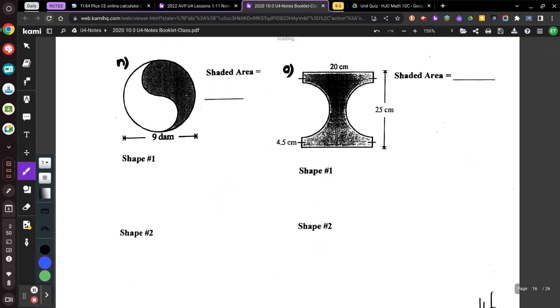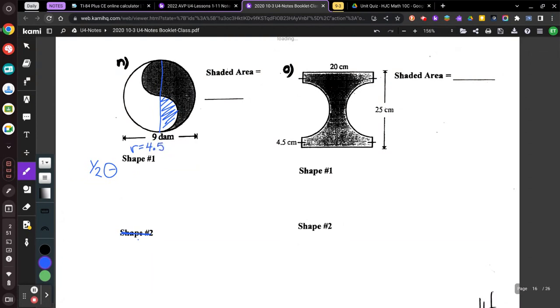Okay, letter N. If I drew a line straight down, the left-hand side that's shaded, I could shade that right here and remove it, and I would only have one shape, and that's going to be a half circle. So that's what we're dealing with, just a half circle. So the 9 is the diameter. If 9 is our diameter, that means radius is 4.5.